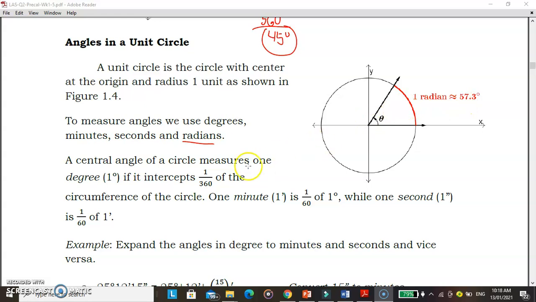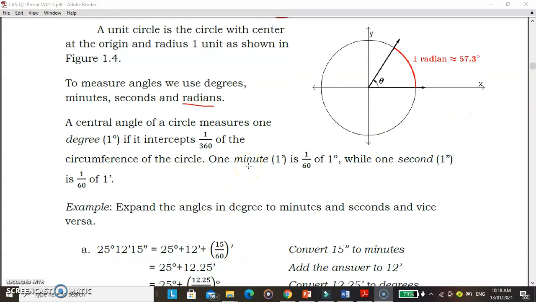So going back to the central angle, a central angle of a circle that measures 1 degree intercepts 1 over 360 of the circumference of the circle. 1 minute, denoted by 1 and an apostrophe, is 1 over 60 of 1 degree, while 1 second is 1 over 60 of 1 minute.